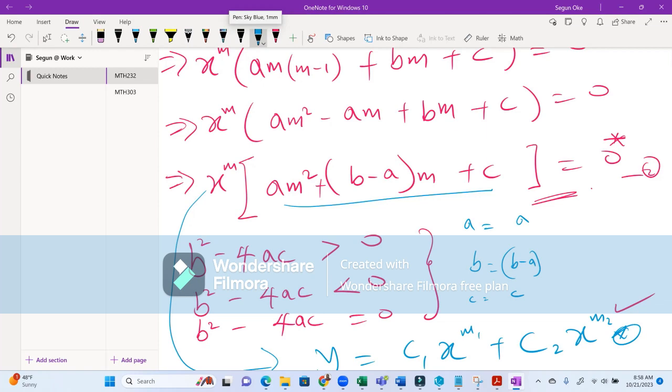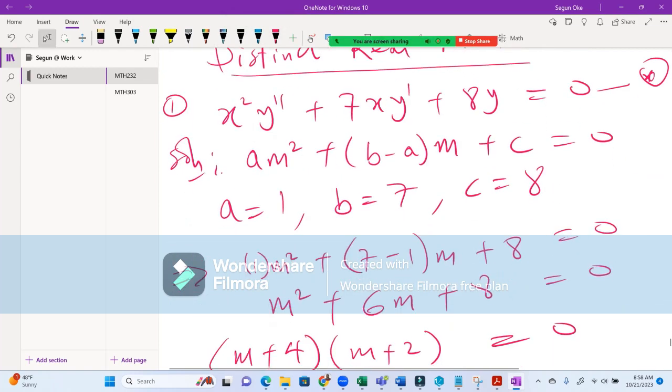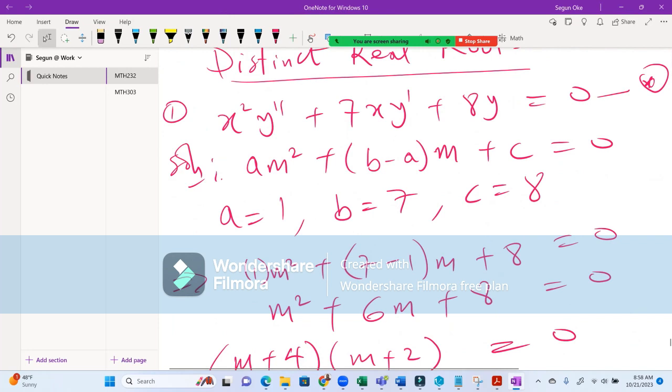Others are parameters. That's why you see, look at this solution that I did now. You see, A is a constant, a parameter value. B and A is a parameter value. C is a parameter value. That's why m still remains m.